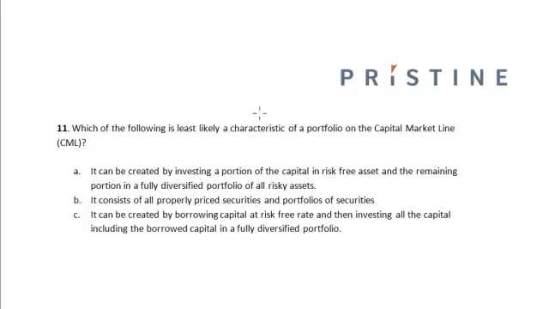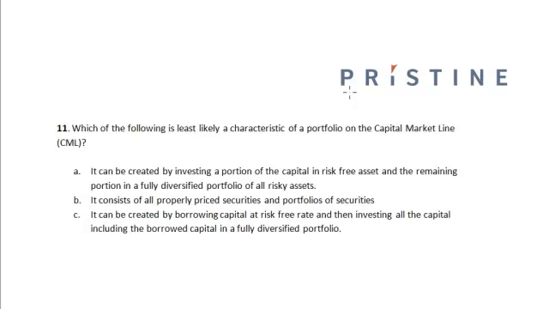Which of the following is least likely a characteristic of a portfolio on the capital market line? It can be created by investing a portion of the capital in the risk-free asset and the remaining portion in a fully diversified portfolio of risky assets. It consists of all properly priced securities and portfolios of securities. It can be created by borrowing capital at the risk-free rate and then investing all the capital, including the borrowed capital, in a fully diversified portfolio.